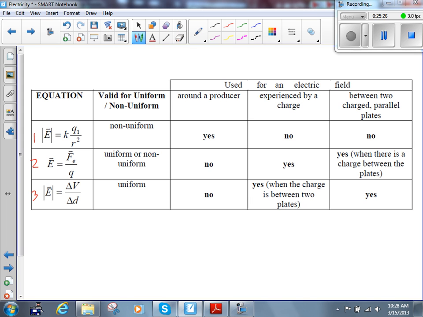Is it valid around a producer? Well, no, but we're allowed to use it in a uniform or a non-uniform field, as long as we have an experiencer. So wherever you have an experiencer, doesn't matter what kind of field it is, you're allowed to use that second equation. What I often do, for the math people, is draw a Venn diagram. The top one is non-uniform. We're only allowed to use that in one situation, when we have a non-uniform field. The bottom one is for a uniform field. We're only allowed to use that in one situation. That's when we have a uniform field, parallel plates, or something like that. The middle one, we can use whenever we want, as long as we have an experiencer, whether it's a uniform or a non-uniform field.